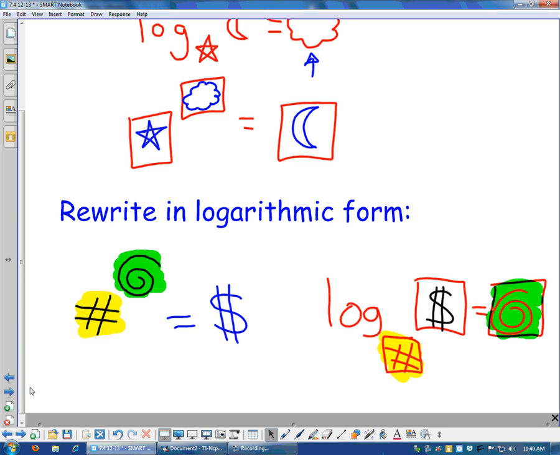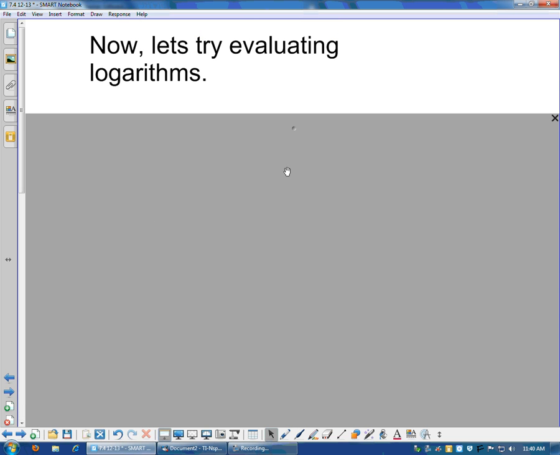All right, that's the whole idea here, is just to make sure you are comfortable moving things around, shifting them from exponential form to logarithmic form, or logarithmic form to exponential form. All right, now let's try evaluating some logarithms.